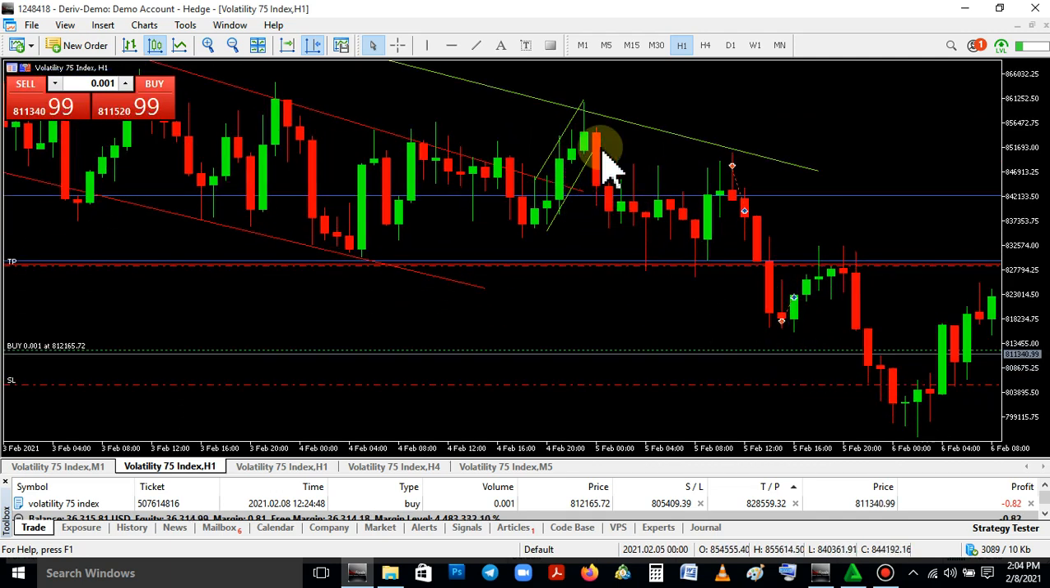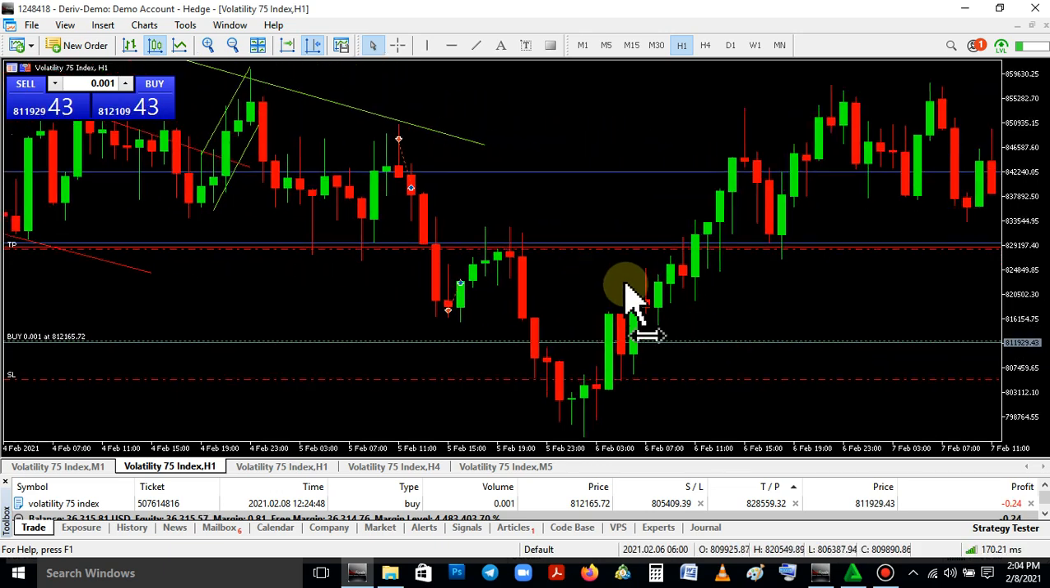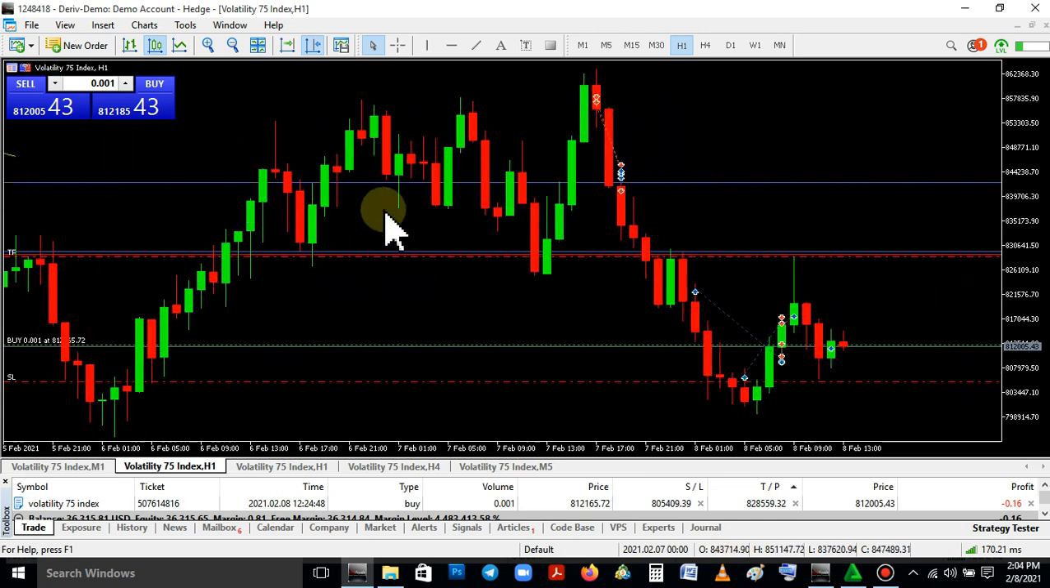When it touched this for the first time, it came back and found support here, went, came back, found support, went here, and boom, when it touched this line, we had a very sharp sell. This was where I took the sell of yesterday, that I wanted to show us what was happening before. I took the trade from here.